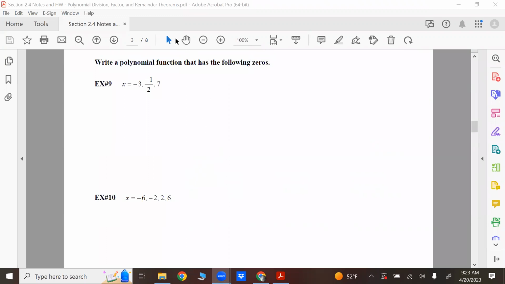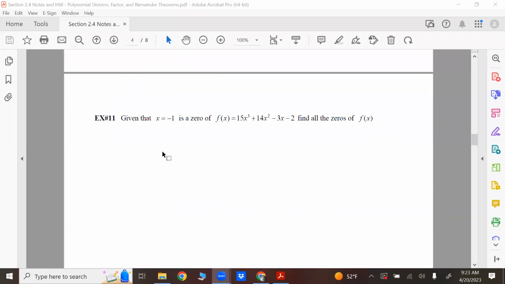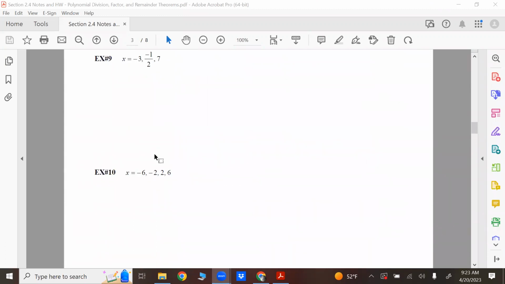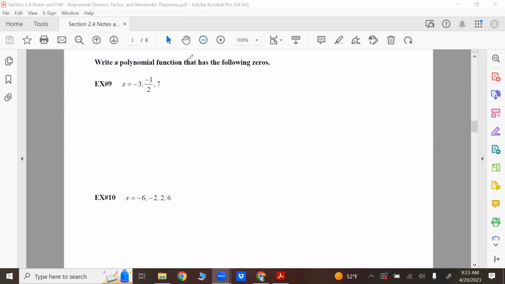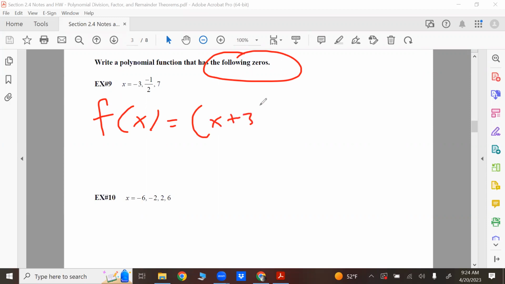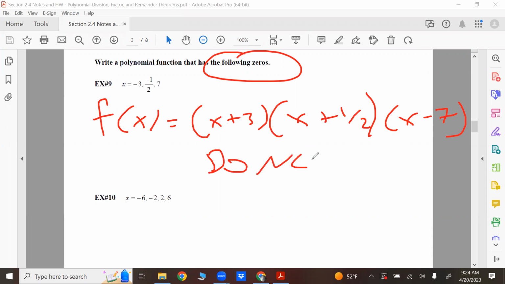All right, next up. Examples 9 and 10 I'm going to keep kind of short because this can get very painful. Examples 11 and 12 I like more because those are more relevant. But when you're asked to write a polynomial function that has the following zeros, honestly, just do this. It's really just one step. Done. That's it.